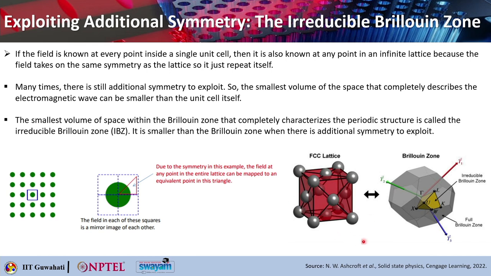If you take the FCC lattice, this is how the overall Brillouin zone looks, but this highlighted one is the irreducible Brillouin zone, and you can see for yourself how small this volume is. So, the computation load is reduced, but you will be able to get the same information. Whatever properties you are seeing in this irreducible Brillouin zone are the properties of the entire Brillouin zone. There is nothing new outside it.